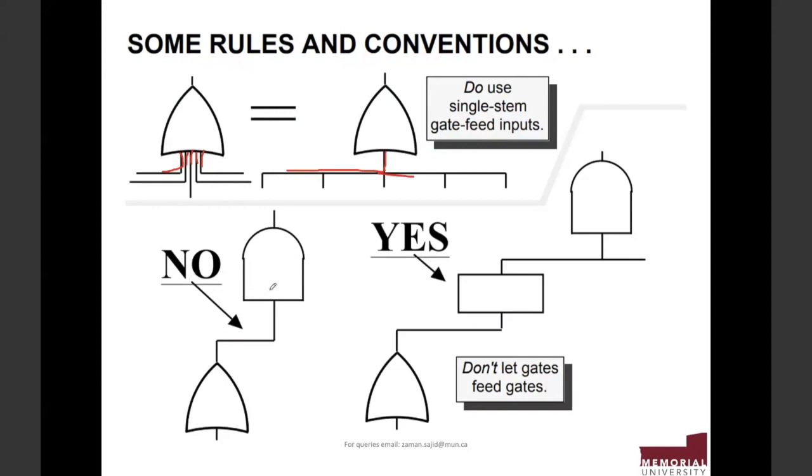This rule is important. Please do not let the gate feed gates. So the gates should not be input to the next gates or the output to the next gate. They must always be some intermediate event between them. So the gate cannot be connected. This is my AND gate here, and this is my OR gate. So the gate cannot be connected with this second gate. There must always be some intermediate event between them.